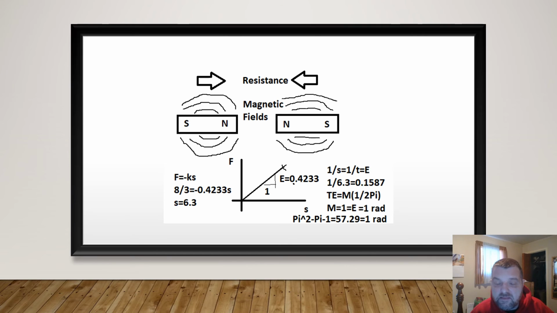And we know when we take pi and plug it into the end of the cycle, when we plug it into the golden mean parabola, we have pi squared minus pi minus 1 equals 57.29, which is degrees, which is equal to 1 radian.